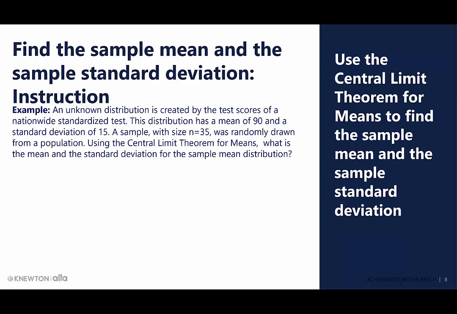Well, first of all, we notice our sample size is big enough. Our sample size is 35. So that means we can apply the central limit theorem. And the central limit theorem tells us that if your n is bigger than 30 for sample means, mu x bar is equal to mu, which is the population mean. And they tell us the distribution has a mean of 90. So that means that the mean of our sample distribution will be 90.